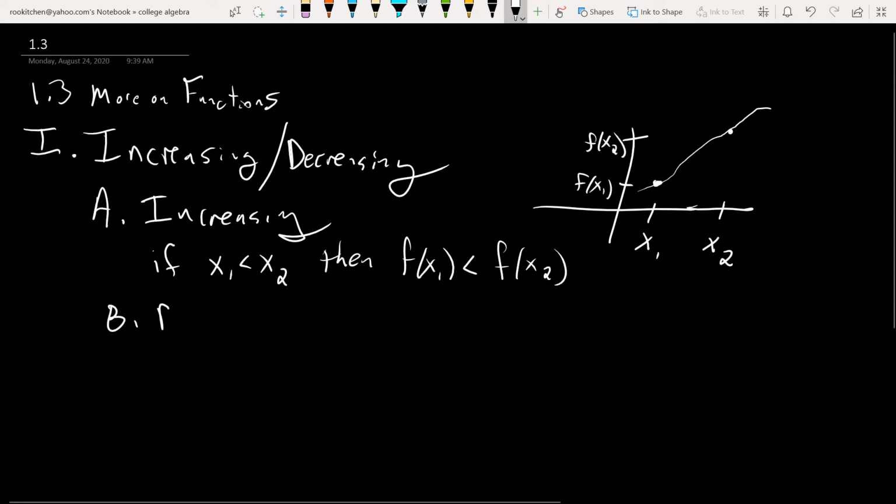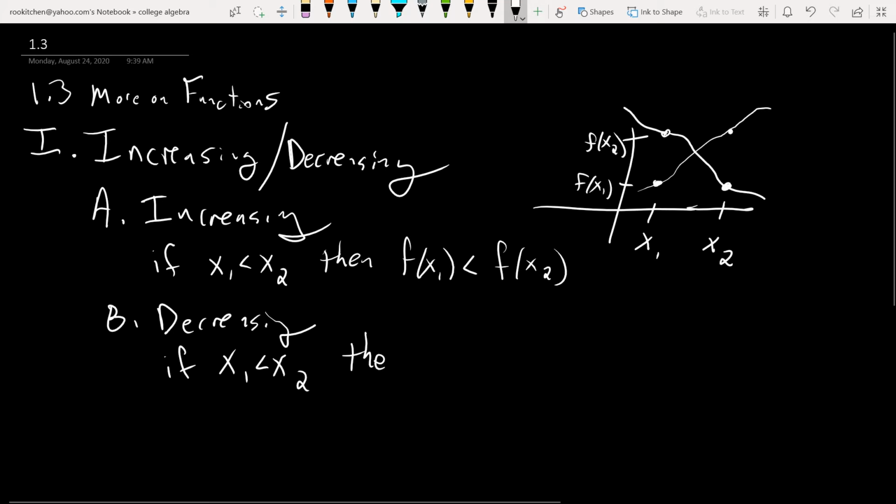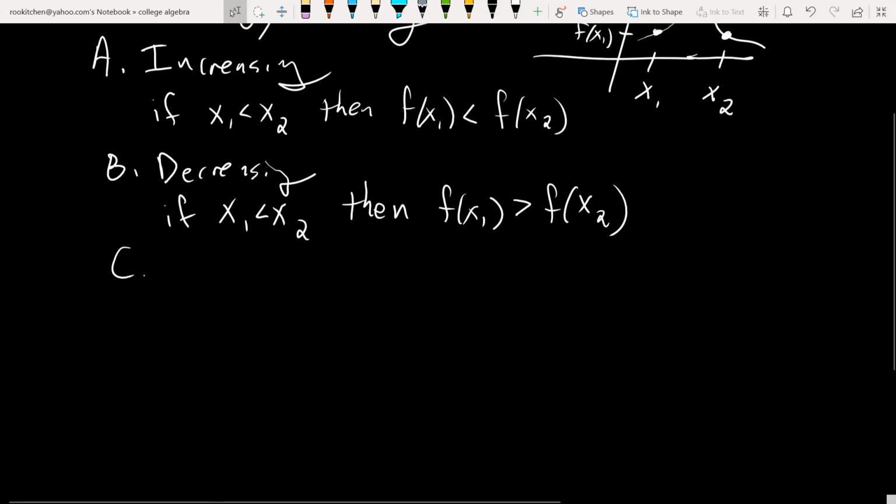Okay. Then likewise decreasing. Definition, if x1 is less than x2, then you can kind of guess the relationship between the heights, right? So in that case, it'll be kind of this other scenario. If you're looking to the right there at the top of the page, it's going down, right? So decreasing, going down. So if x1 is less than x2, then f of x1 will be greater than f of x2. Right?